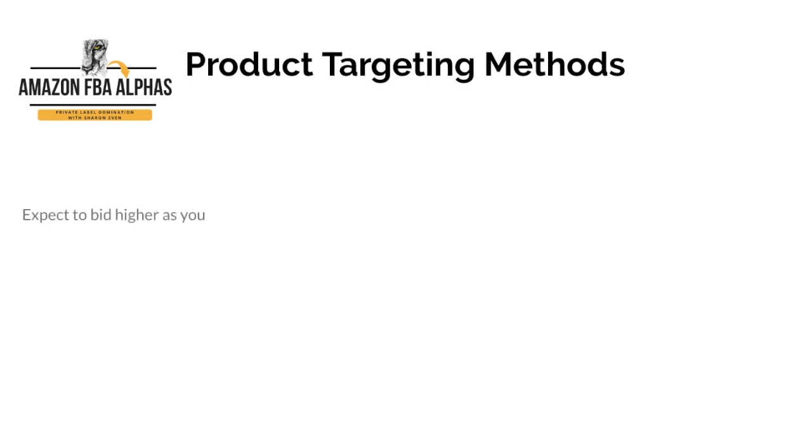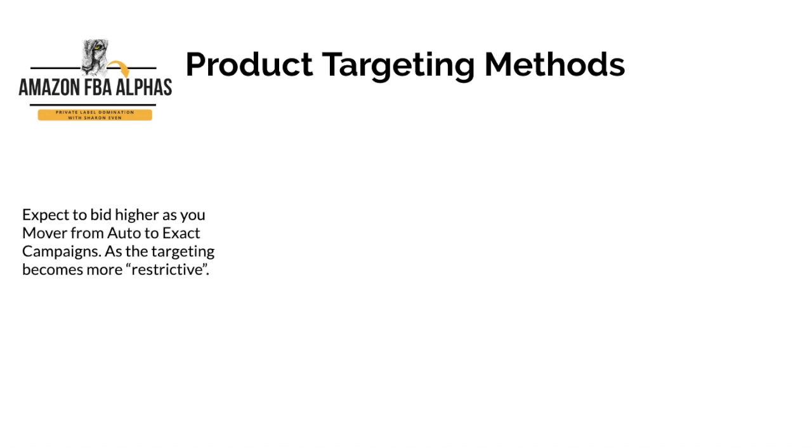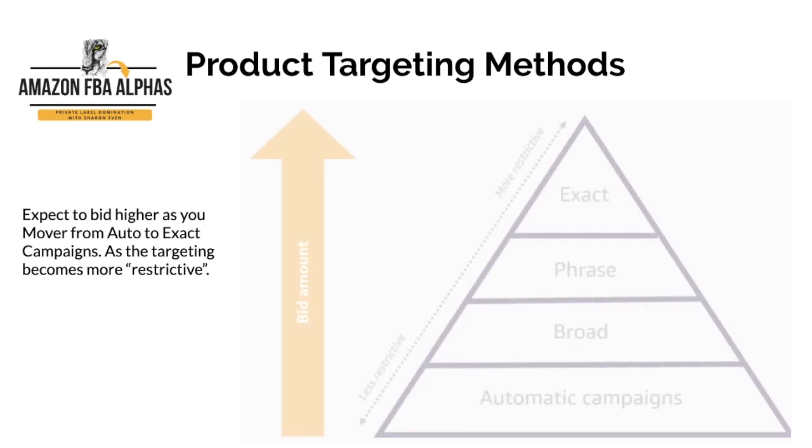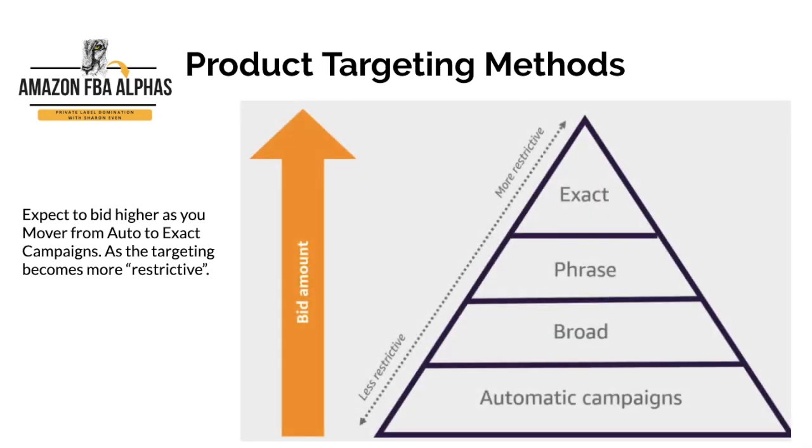Product targeting methods. So expect to bid higher as you move from auto to exact campaigns as the targeting becomes more restrictive. And I've actually taken this specific image from Amazon. And then you've got the automatic campaign, which is the least expensive, meaning the least it will cost per specific keyword. So let's say if you're targeting water bottle in an auto campaign, it'll be a lot cheaper than targeting water bottle in an exact campaign.